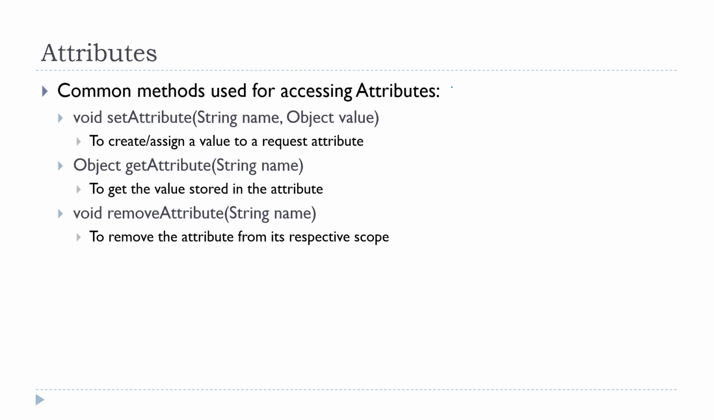Then to get the object, we will use the getAttribute method and pass the unique identifier, the name that we have given to that object. Using that, we will get the object in return. So the return type here is Object. The third method that we will be using is removeAttribute. We can use this method to remove that object from the given scope. Whatever scope we use to invoke this method, from that scope the attribute will be removed.